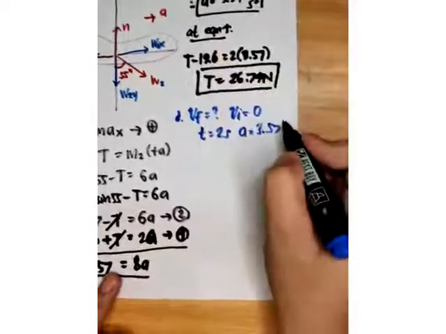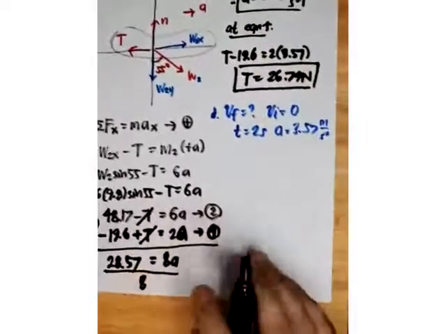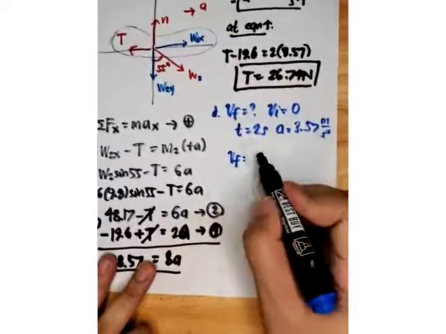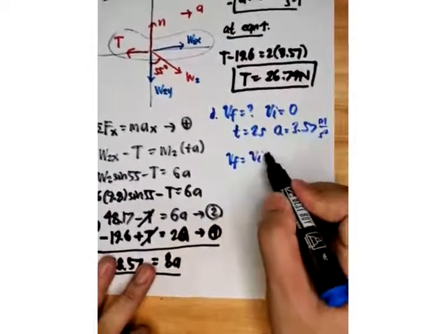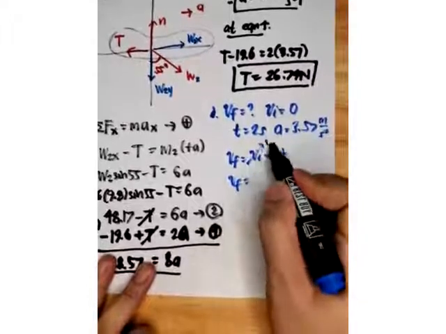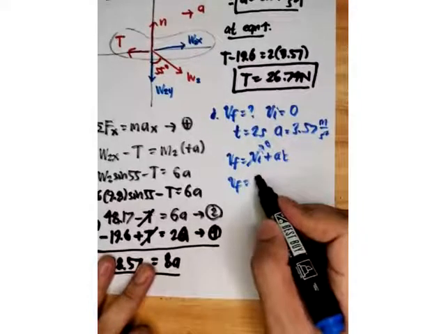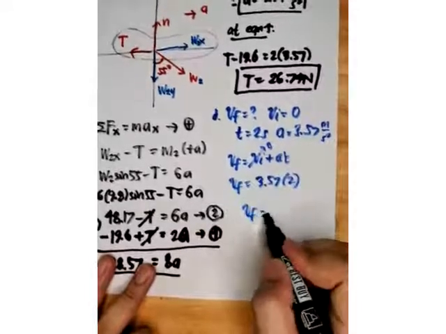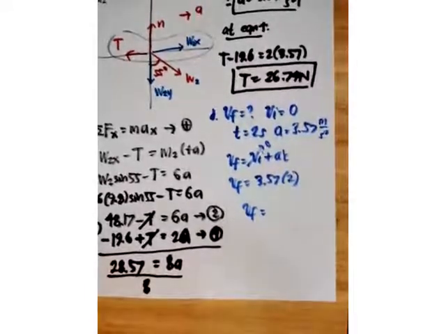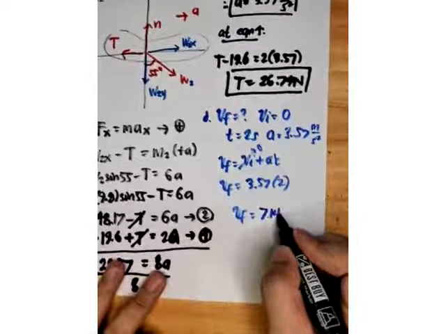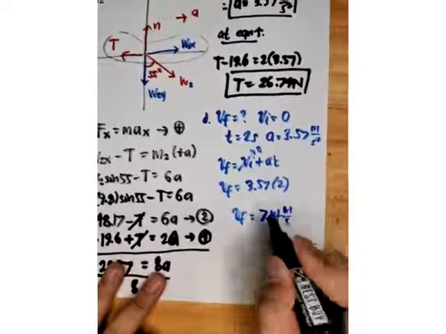And the acceleration is 3.57, which we computed. So the question is, what is the final velocity? Final speed is equal to V initial plus AT. So V final is equal to 0 plus 3.57 times 2. So the final velocity is 7.14 meters per second.